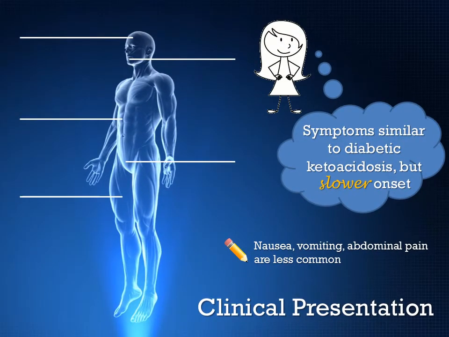When a patient has HHS, she might complain of a few of the following symptoms: increased urination, increased thirst, significant weight loss, weakness, or mental status changes noticed by the patient herself or those around her. The important thing to remember is that symptoms are similar to those in DKA, but with a slower onset.